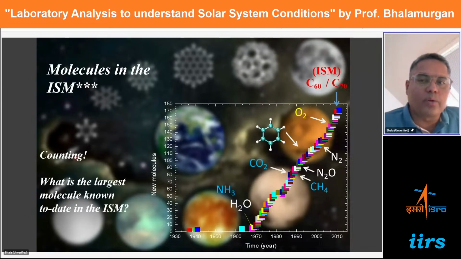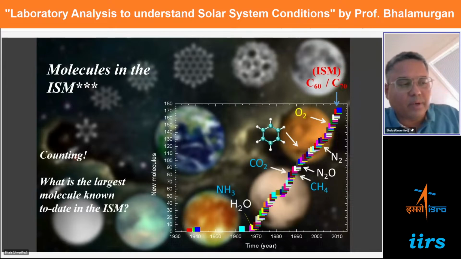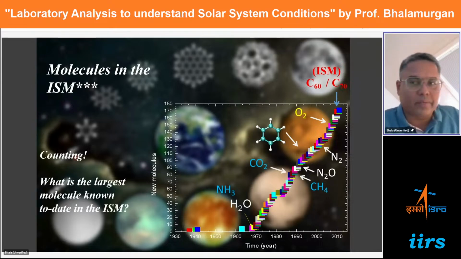So what are the molecules that are known to date, or that are discovered so far? It's not that only what is discovered is present. There are plenty that are present, but we are able to locate only a few, not all of it. Until 2010, you can see the growth. The y-axis is a cumulative number. It is not that every year they find this many. It's an added up number.